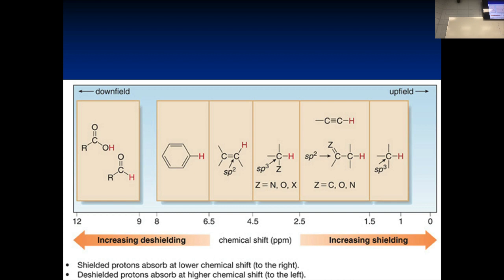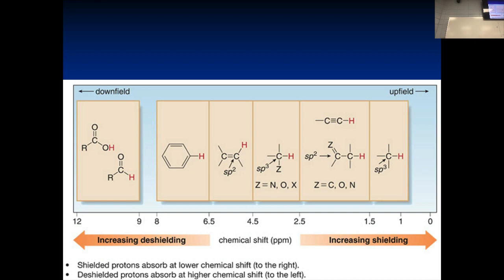So there's 0, there's 12. I kind of draw the line around 5. And I know that everything to the right of 5 is going to be hydrogens attached to sp3 hybridized carbons or sp hybridized carbons. What else can you tell me?